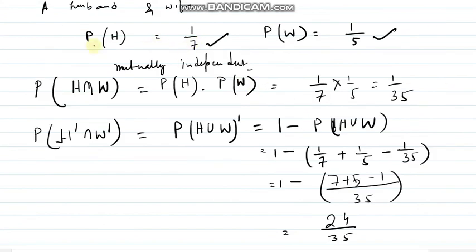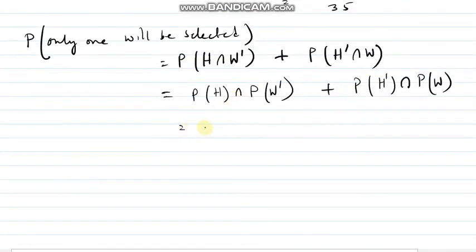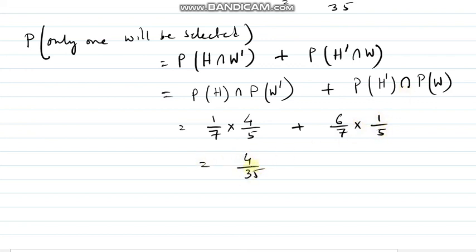What was the probability of husband selected? 1 by 7. So what is the probability of husband not selected? That is 1 minus 1 by 7, that is 6 by 7. What is the probability of non-selection of wife? That is 1 minus 1 by 5, that is 4 by 5. So this can be husband selected 1 by 7, this is 4 by 5. Husband not selected 6 by 7, and wife got selected 1 by 5. So 4 divided by 30.